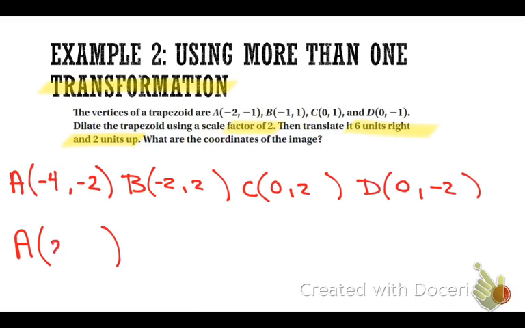2. Positive 2. Now what am I doing to my y value? Someone raise your hand. Tell me, what am I doing to y, Kennedy? You're going 2 units up. Which means, very good, I need to add 2 since it's going up. So negative 2 plus 2 is what? 0. Go ahead and do B, C, and D the same way.